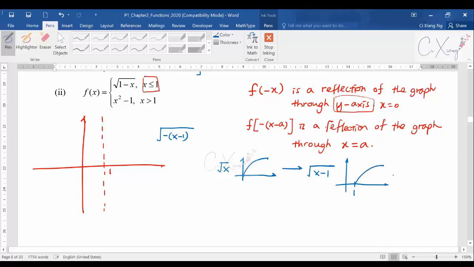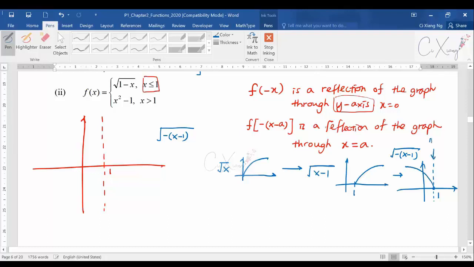Then for the next step, you want to sketch the graph square root of negative x minus 1. So you multiply a negative inside the basic function. Suppose you should reflect it through the y-axis if there's no negative 1 here, but now you're having the negative 1 here. So this is your negative, this is your 1, this is your original graph. When you multiply the negative here, that means you need to reflect it through this line. So it will become something like that.